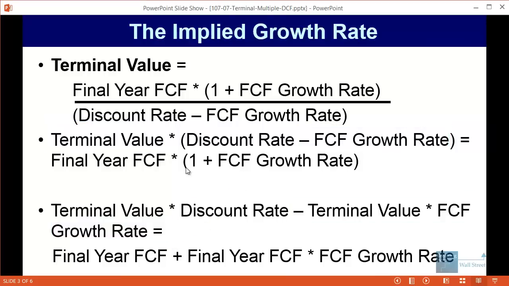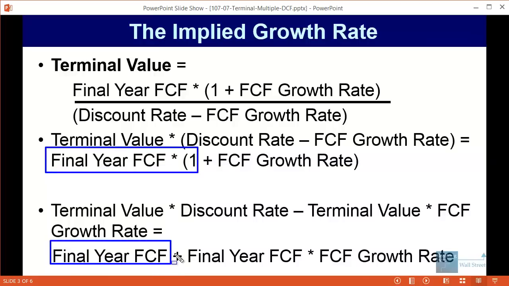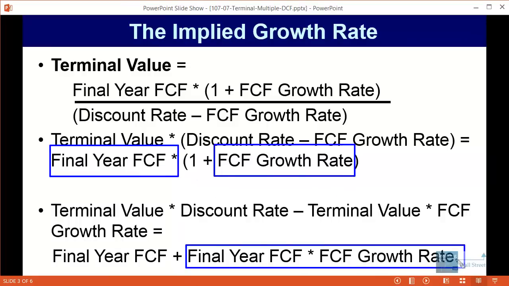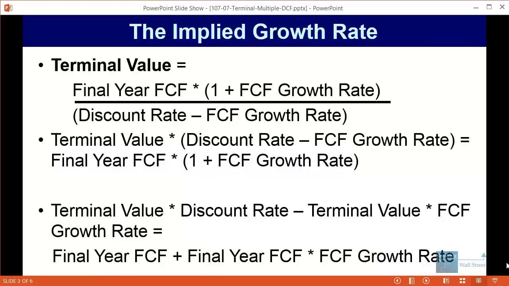And then the right-hand side, you just have final year free cash flow times 1 plus the free cash flow growth rate. So final year free cash flow times 1 is just final year free cash flow. And then final year free cash flow times the growth rate is just final year free cash flow times the growth rate. So this is what we have. We're getting a little bit closer because at least now we have those growth rate terms separated out a little bit. But of course, there is more to do here.